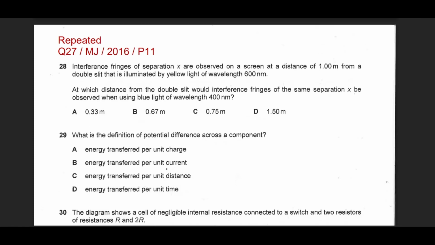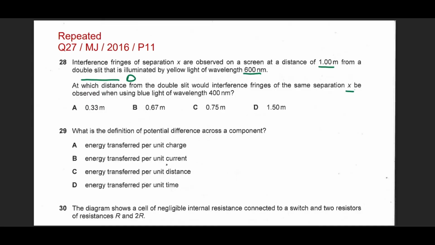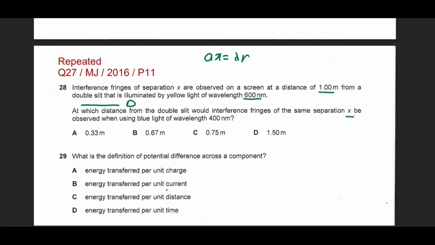He says interference fringe pattern, screen is at 1 meter, double slit illuminated by yellow light of 600 nanometers. At which distance? So it's asking about D. The double slit would give an interference pattern of the same separation x observed when the wavelength is 400 nanometers. Okay, so we can see the formula, that is ax equals lambda D. The comparison that he wants is between lambdas and D's. The fringe separation, he says it needs to be the same, so x cancels out, and the distance between the slits is also the same, so it cancels out. So we have lambda over D being constant.